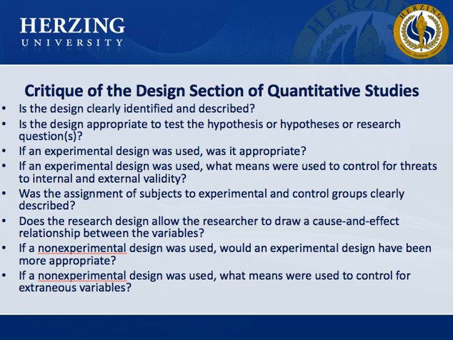If an experimental design was used, was it appropriate? If an experimental design was used, what means were used to control for threats to internal and external validity? Was the assignment of subjects to experimental and control groups clearly described? Does the research design allow the researcher to draw a cause and effect relationship between variables? If a non-experimental design was used, would an experimental design have been more appropriate? If a non-experimental design was used, what means were used to control for extraneous variables?